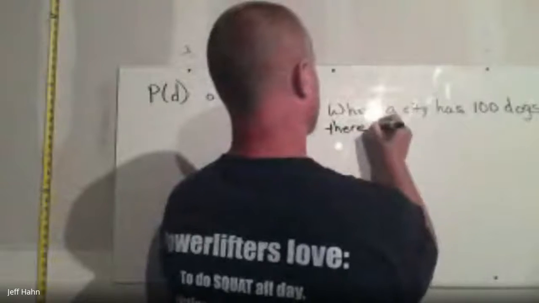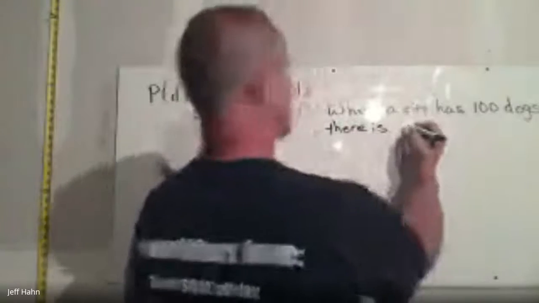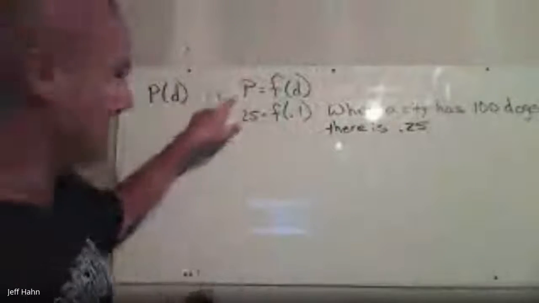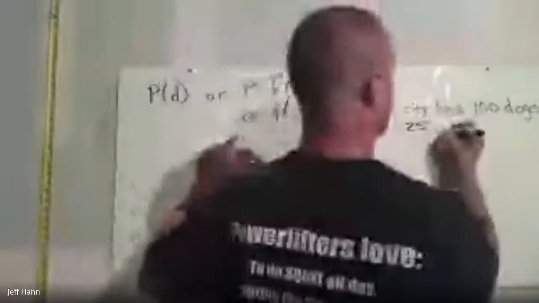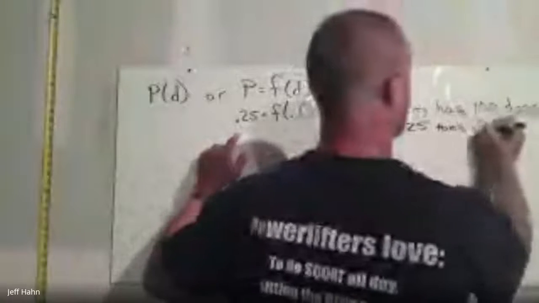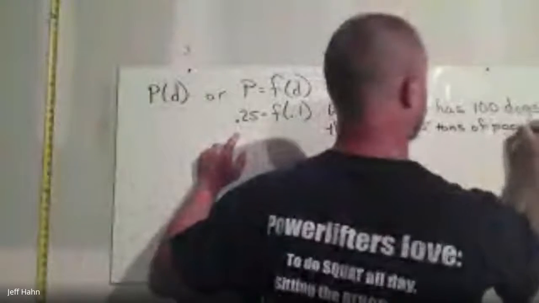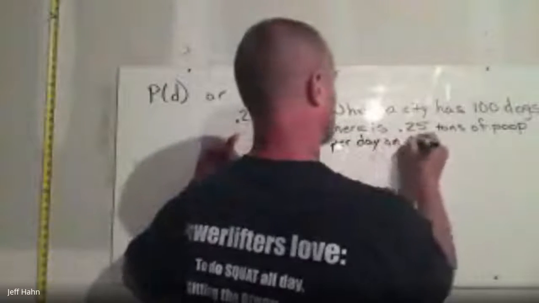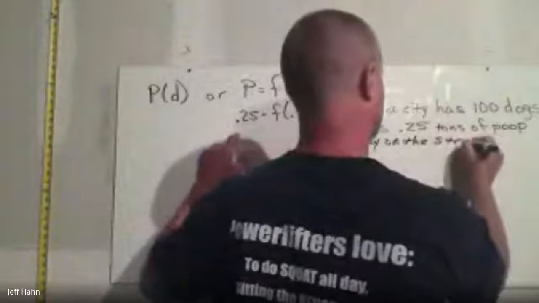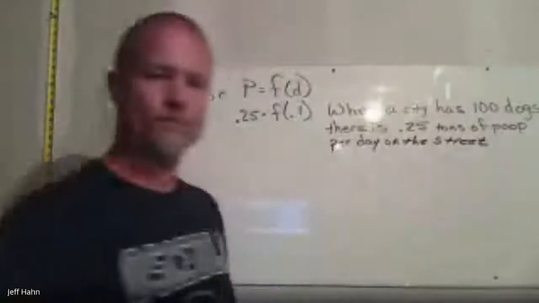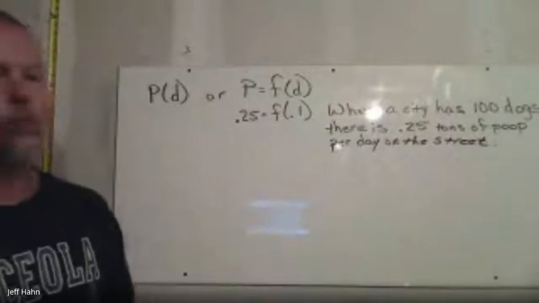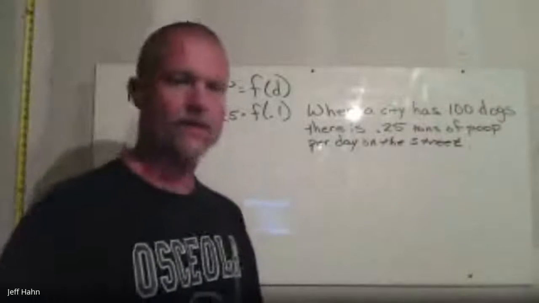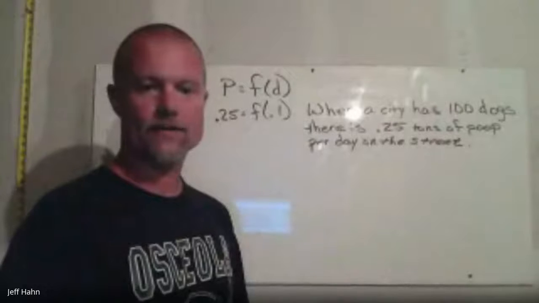There is 0.25, and what did that 0.25 mean? Poop was measured in tons of poop per day. Right there. That's what we got. So again, it's a when phrase, okay? And we had to make sure we paid attention to the units and we stayed in context.